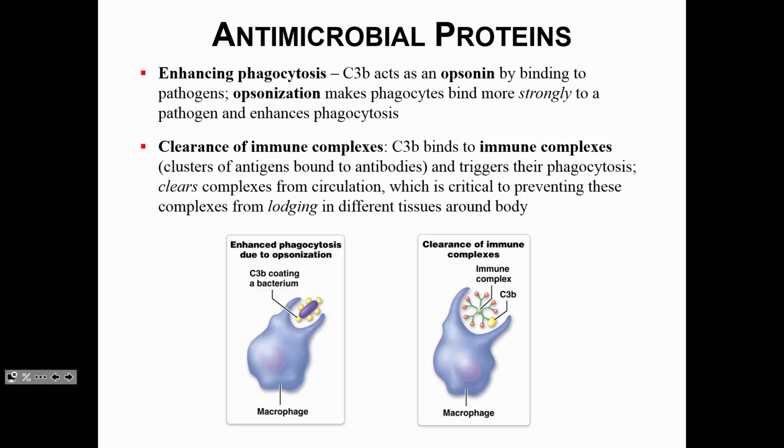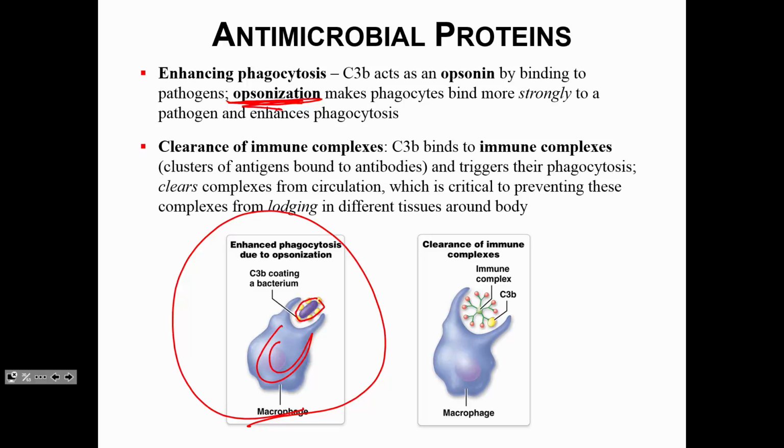So it makes the phagocytes bind more strongly to the pathogen, and it really makes phagocytosis better, faster, more effective. All right, so opsonization, make sure you know that term. And here's a picture right here. It says we've enhanced phagocytosis because we've done opsonization. C3 coats this bacteria, and this makes it really yummy for this macrophage to engulf and phagocytize.